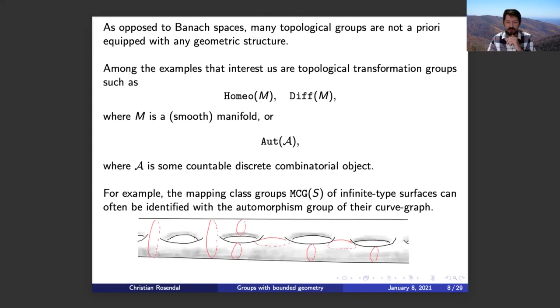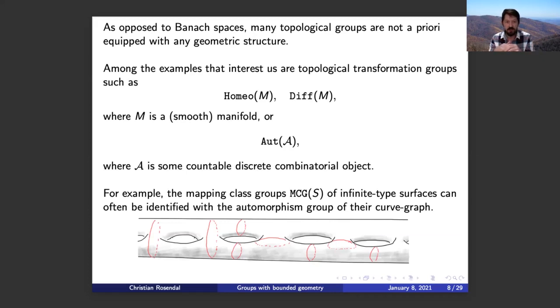But in fact, they are also becoming more and more important in topology because these appear as mapping class groups of infinite type surfaces. For example, if you take an infinite type surface, you can, in many cases, look at its mapping class group, so these are the classes of homeomorphisms of the surface up to homotopy.